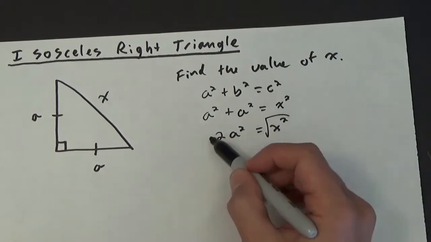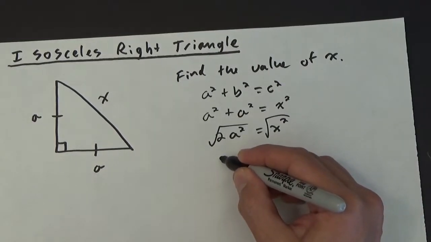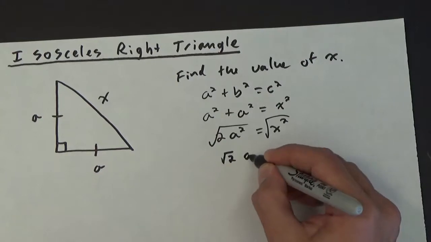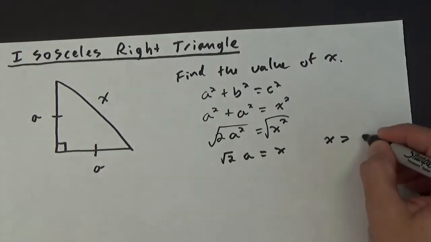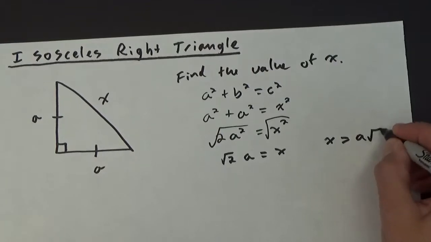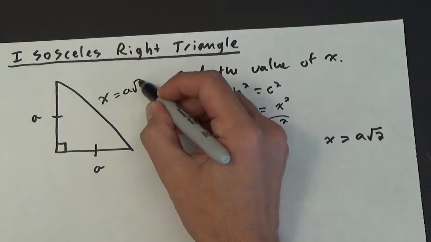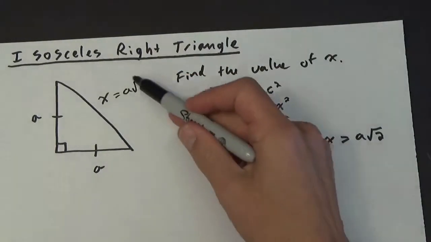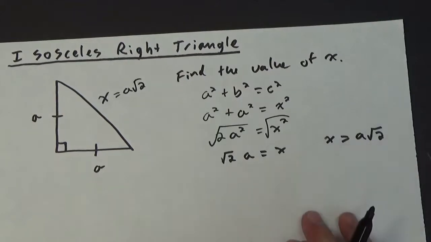And if we were to take the square root of both sides, we would end up with the square root of 2 times a equals x, or what we usually write as x equals a times the square root of 2. So then this becomes a times the square root of 2. And now we have figured out this first special right triangle, the isosceles right triangle.